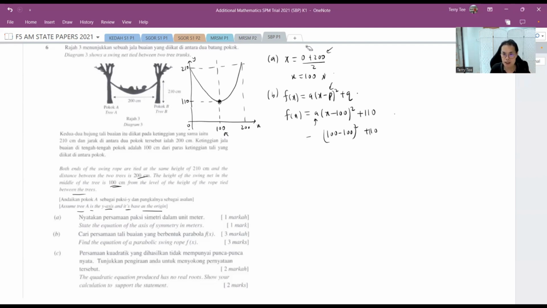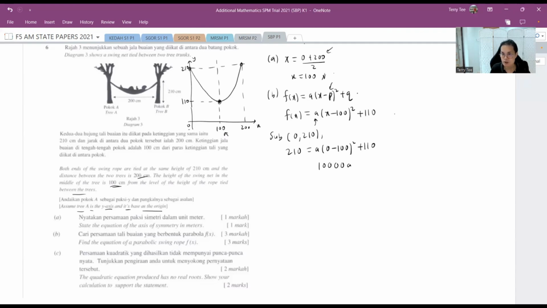In this case, I think the best point to use is this one, right? Or you can even use 200 and 210. I would sub in 0 and 210. That means my y is 210, my x is 0.